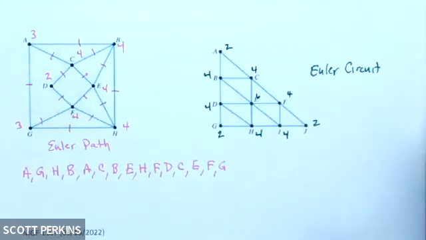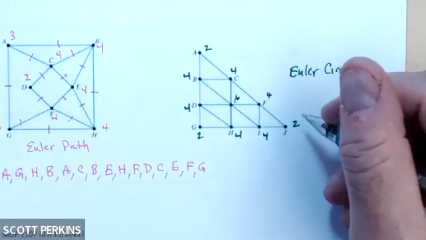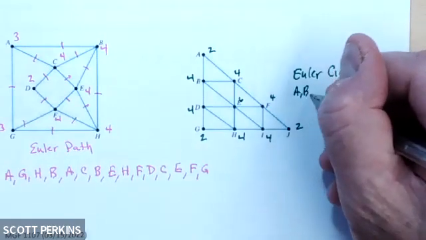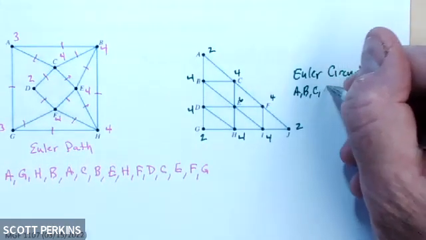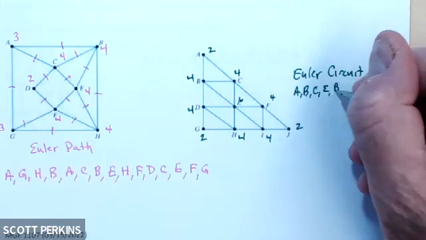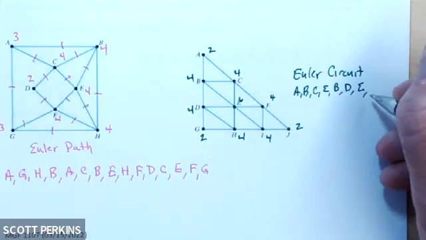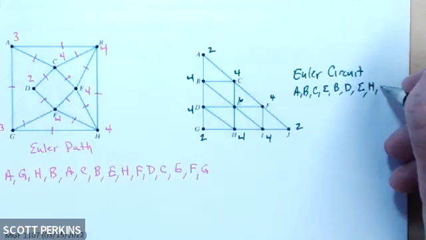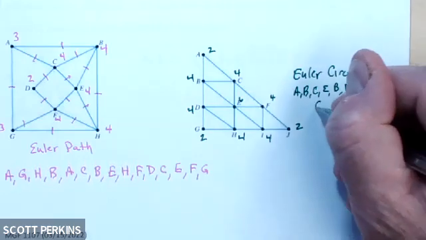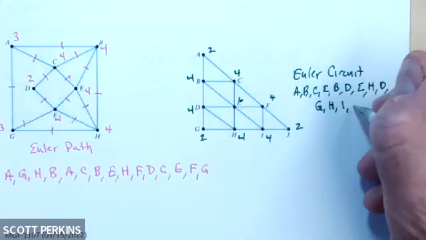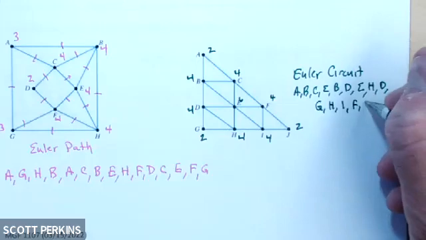You were ambitious. You did more than one. Sure, bring it on. What do you got? A to B, C, C to E, E to B, E to H, E to G, G to H, H to I, to F, E.